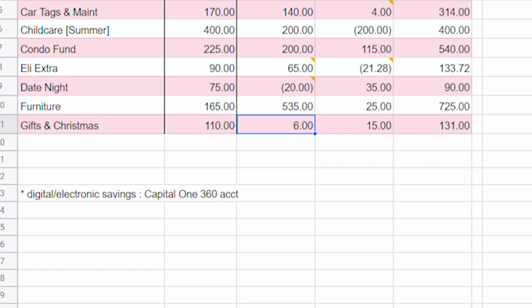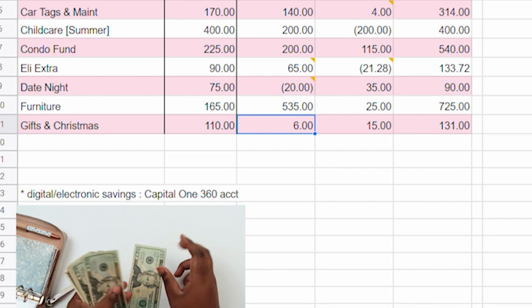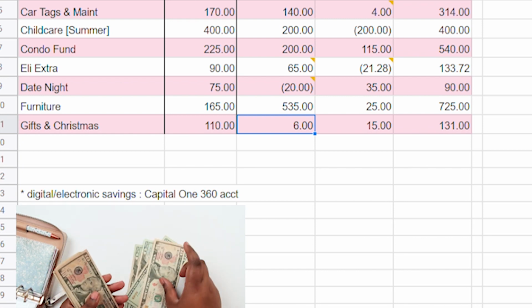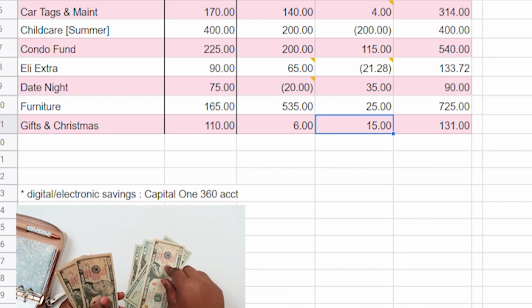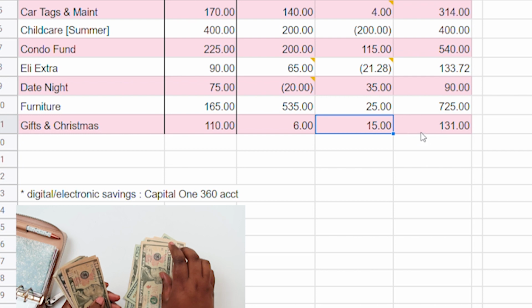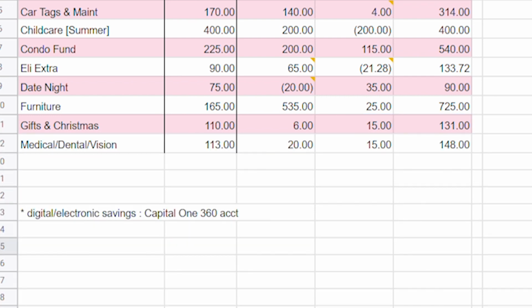Okay, so in May we added $20 from each paycheck, but then we took out $34. Don't know what that was for. I have to think about that. And then June, nothing happened except for money coming in. We did the 10 one paycheck, $5 another, and our balance is $131. Trucking right along. We're almost there, guys.